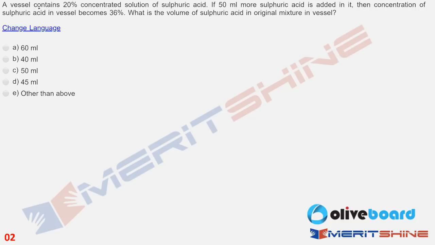What is given to us? The vessel contains 20% concentrated solution of sulfuric acid. So that means there is 20% sulfuric acid in it. So 20 parts of sulfuric acid and water will be how much? 80. Right? If 50 ml more sulfuric acid is added, then the concentration becomes 36%. So this becomes 36 out of 100. That means the remaining water is 64.